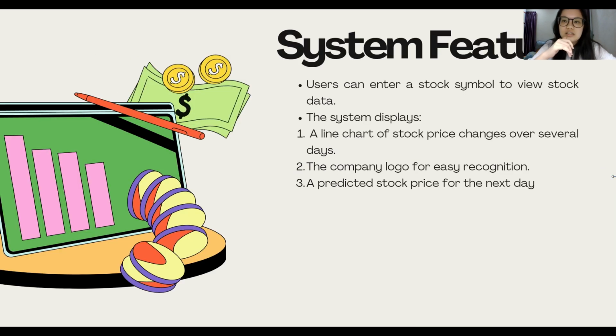For the system features, the user can enter a stock symbol to view the stock data. The system will display a line chart of stock price changes over several days, and also the company logo for the user to recognize it, and a predicted stock price for the next day.